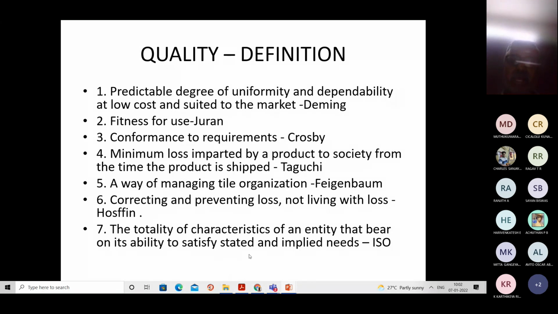The totality of characteristics of an entity that bear on its ability to satisfy stated and implied needs. Some needs and requirements are the same. Here we are using the word requirements, here we are using the word needs. The needs of the customer, some of them will be stated and some of them are implied. It's understood. Refrigerator means it should cool. There's no point in having a good compressor and low electricity requirement if it is not cooling properly. So the implied need, understood, it's implied. All these needs have to be taken care of. So these are some of the definitions.